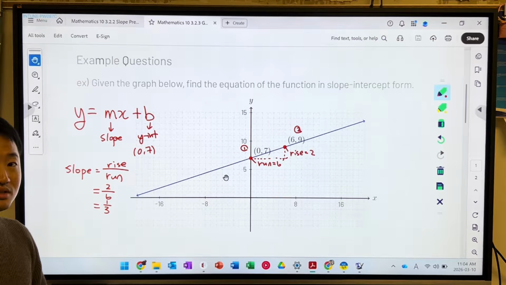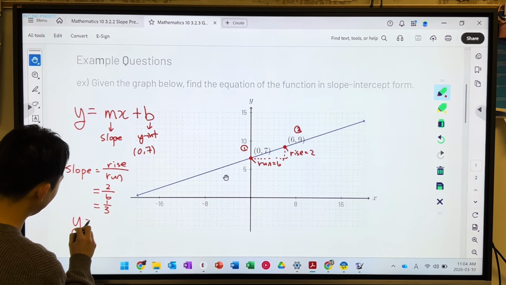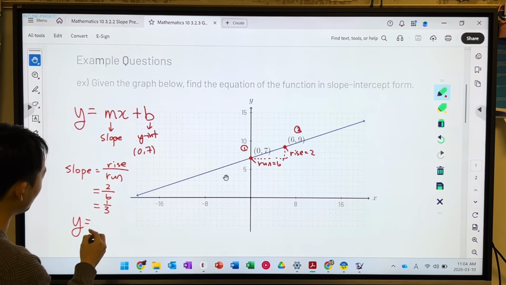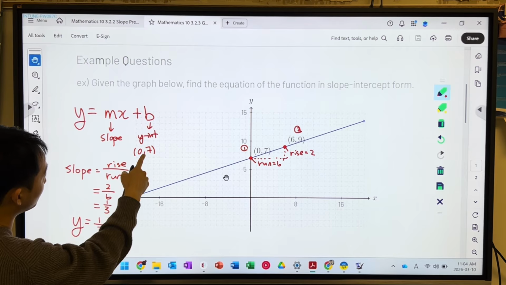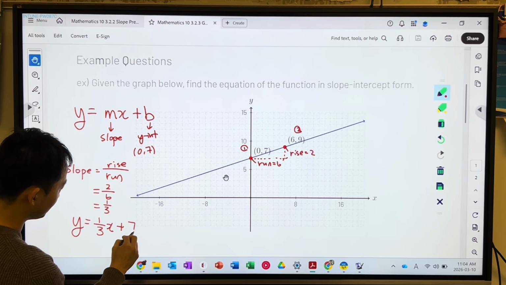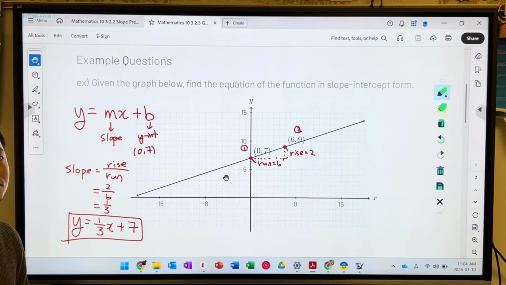I know the y-intercept, so does it make enough information for us to write the equation? Oh yes, y equals, the slope is 1 over 3, 1 over 3 x, and the y-intercept is 7, so that's plus 7, and voila, that is the equation of this graph.